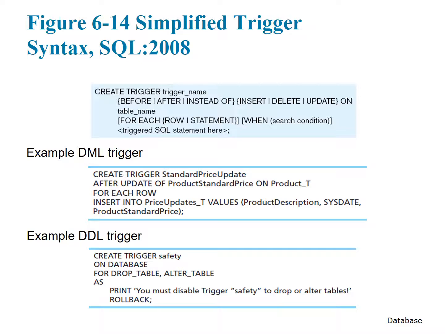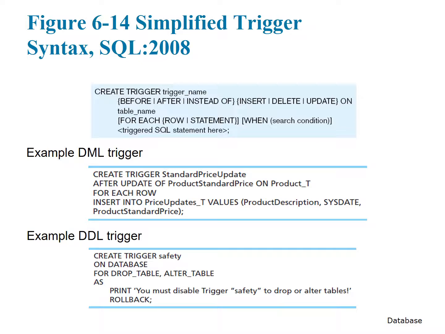Example of a data definition language trigger. CREATE TRIGGER safety ON DATABASE FOR DROP_TABLE, ALTER_TABLE AS PRINT 'You must disable trigger safety to drop or alter a table!' ROLLBACK. Triggers may occur either before, after, or instead of the statement that causes the trigger to execute.